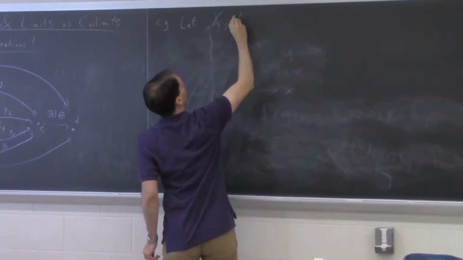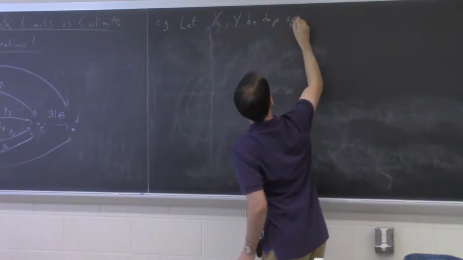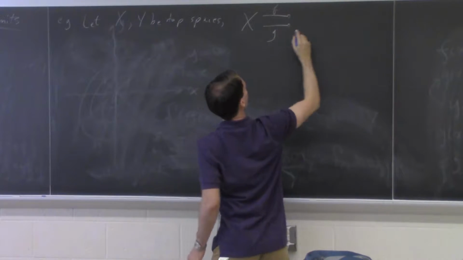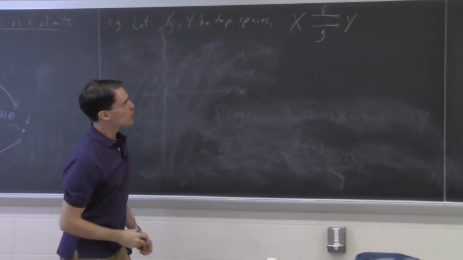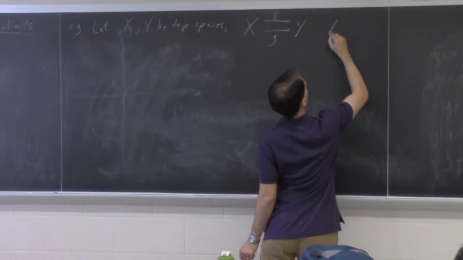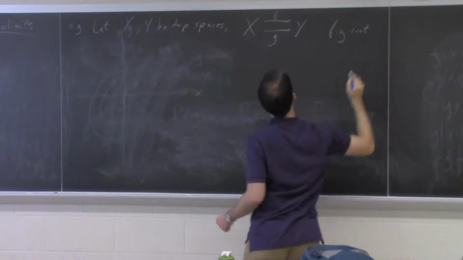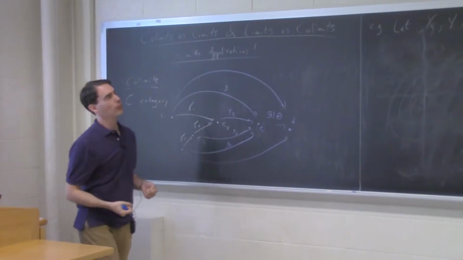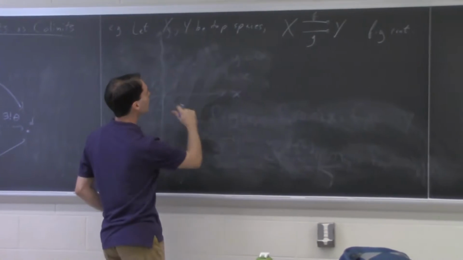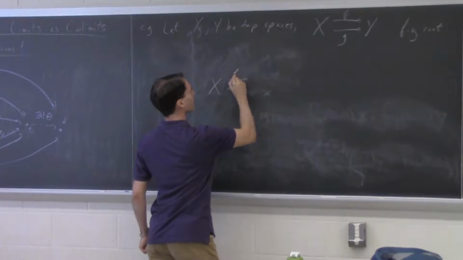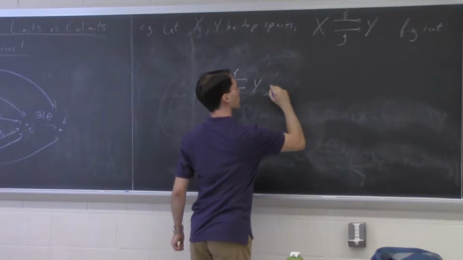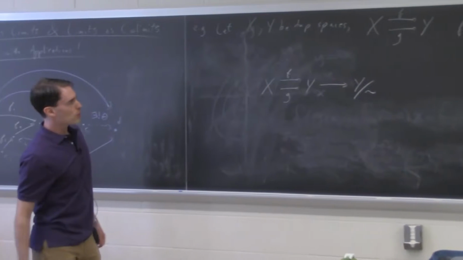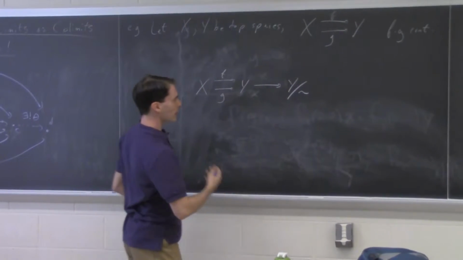So let X and Y be topological spaces. And I'll have two maps from X to Y, f and g, continuous. And that's a diagram. There's two objects, two arrows. What is the colimit of this thing? Well, what you can do is form this equivalence relation on Y generated by the following thing.